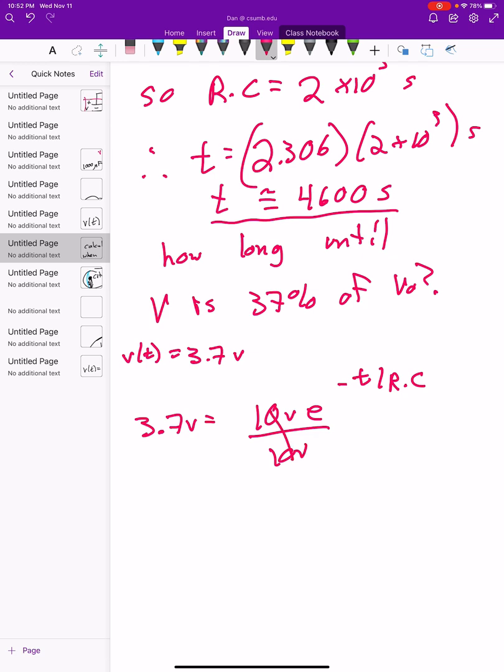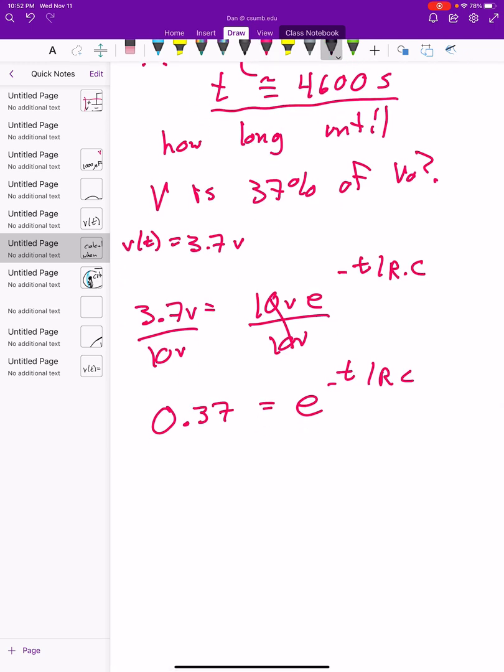Divide both of these by 10 volts. And I have 0.37 equals e to the minus t divided by RC. Take the natural logarithm of both sides. And I have the natural logarithm of 0.37 is really, it's -1. If I actually took 0.368, which I should have done, it would have been -1. 0.37 is like -0.9983 or something like that.